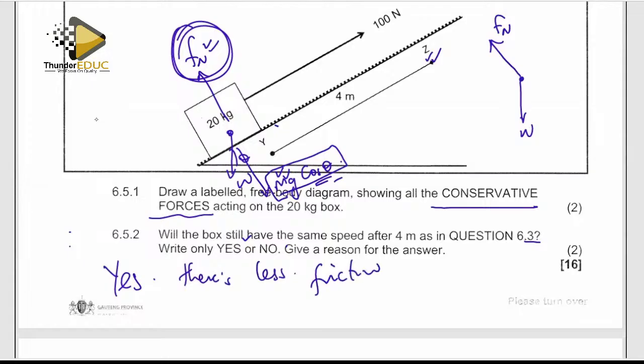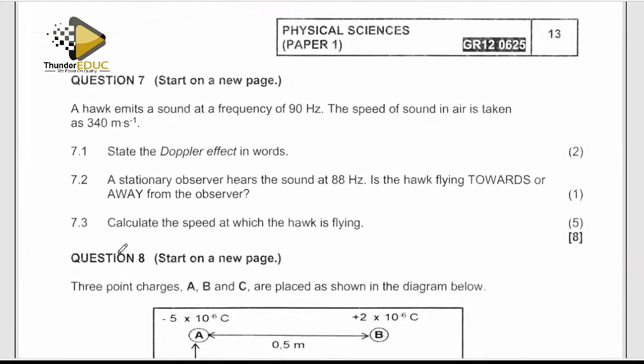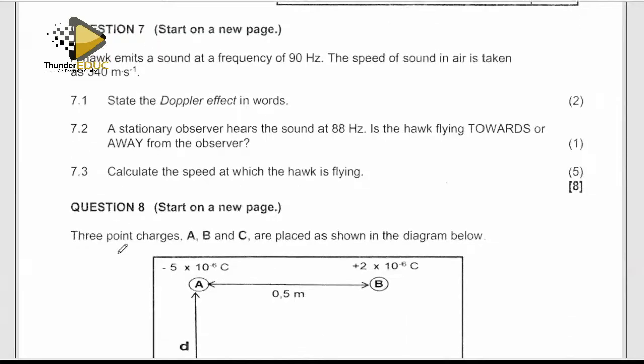It's a yes because the friction has decreased. So if the friction decreases, meaning that it can even move at a greater distance. Okay, then question number 7, a hawk emits a sound at a frequency of 90 hertz. The speed of sound is 340.